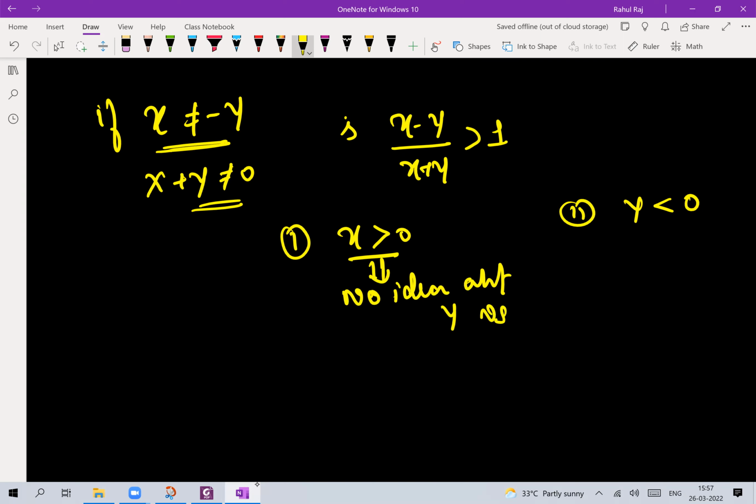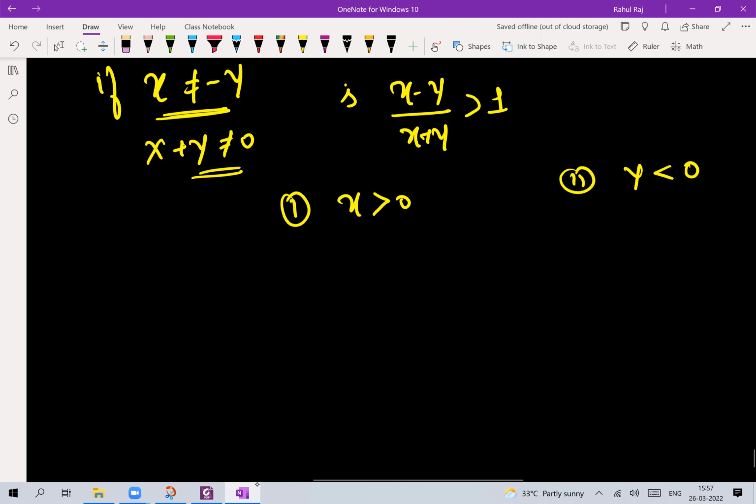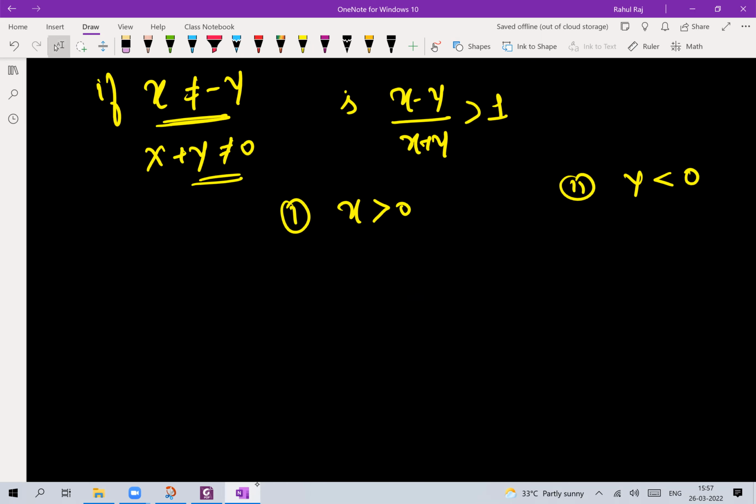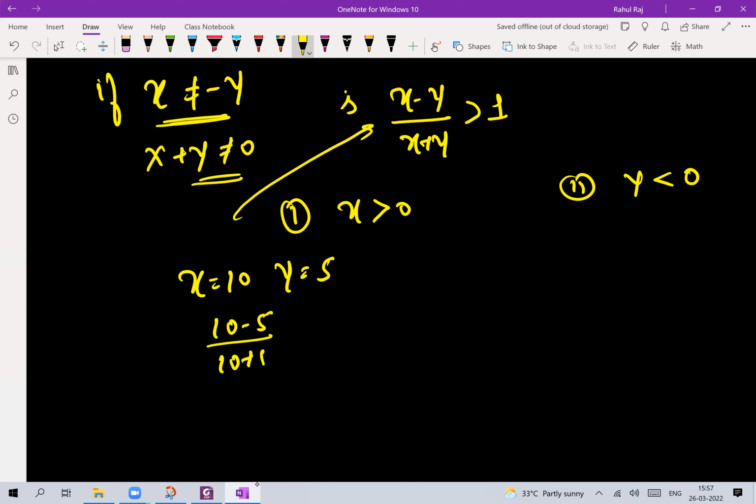So not sufficient. It's always better to get a yes and no situation. When you are saying something is not sufficient, you should be extremely sure that there is a yes and no situation with your pen and paper. There is no other way of telling whether it is not sufficient or sufficient. So x greater than 0: imagine if I take x equal to 10 and y equal to 5. What do I get? I put it over here. I get 10 minus 5 over 10 plus 5. That is 5 by 15. That is 1 by 3, which is less than 1.